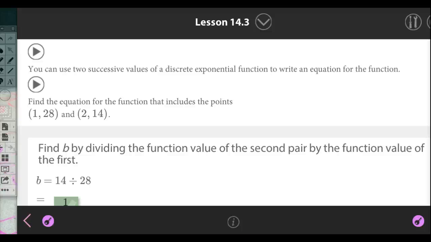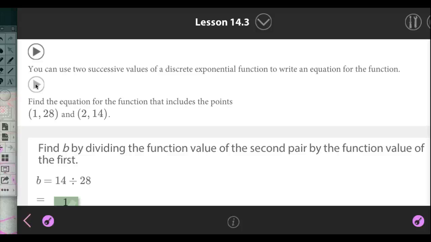I know that the video has been going on for a long time. This lesson is actually a little bit more difficult than the other two, right? So basically the question says, find the equation for the function that includes the points 1, 28 and 2, 14. So if you don't want to read, you can actually just play it like this. Find the equation for the function that includes the points 1, 28, and 2, 14. Isn't that cool?